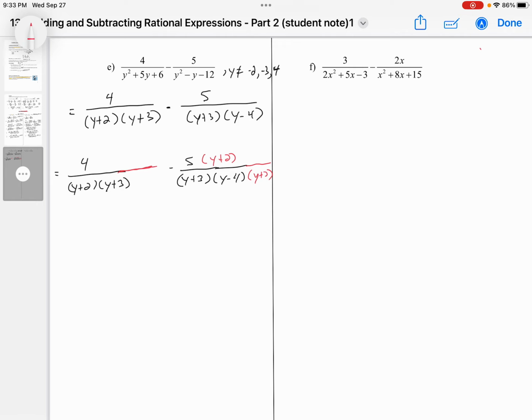That was great. See, I didn't do the denominator. A little more advanced way of thinking there is to go, well, I just got to get each of these denominators to look like the other one. So by putting a y plus 2 in the right-hand expression, it's now got y plus 2 and y plus 3. Pretty good.